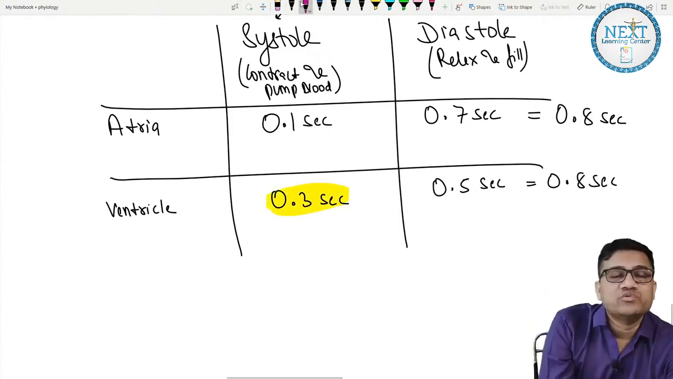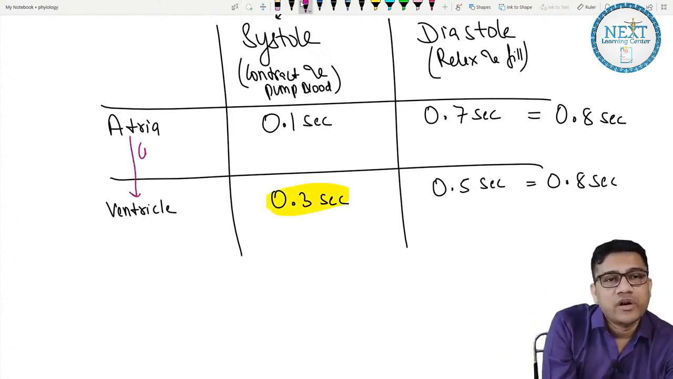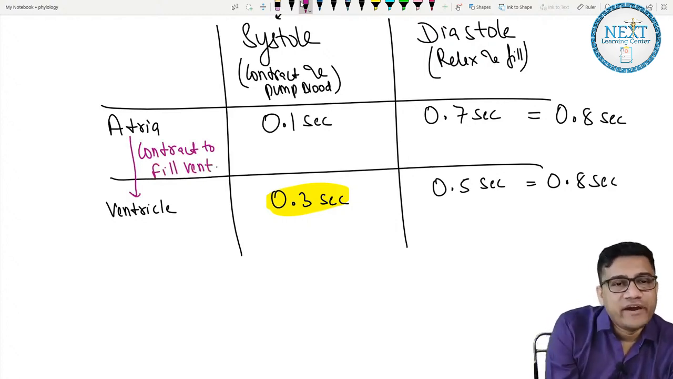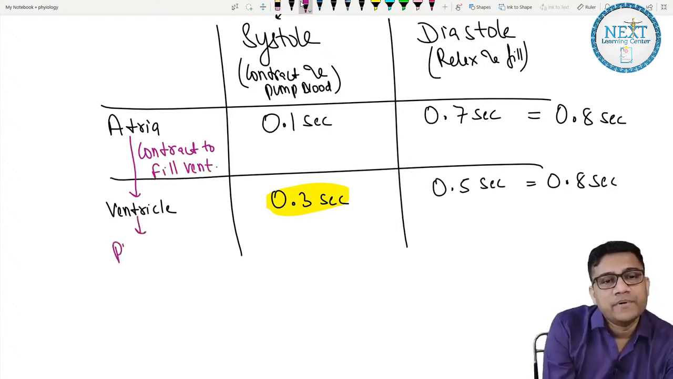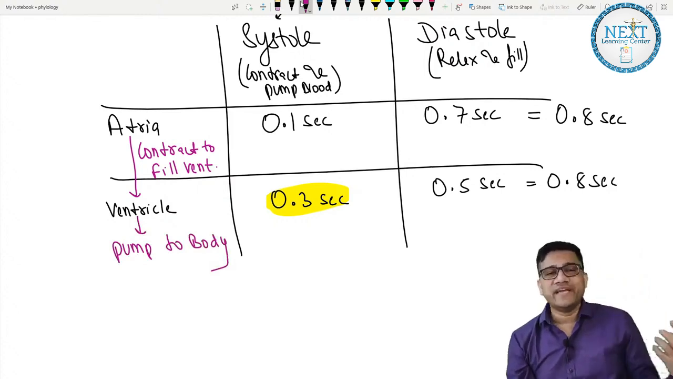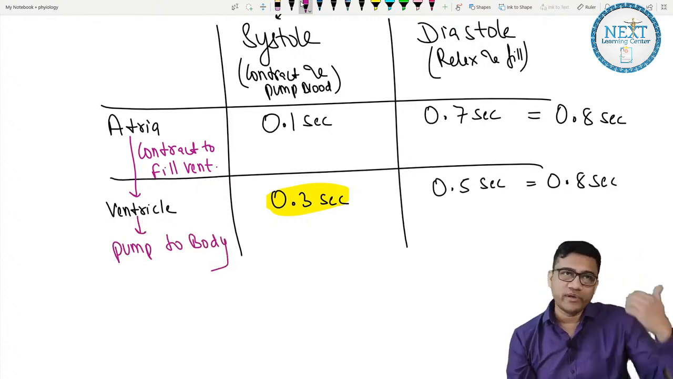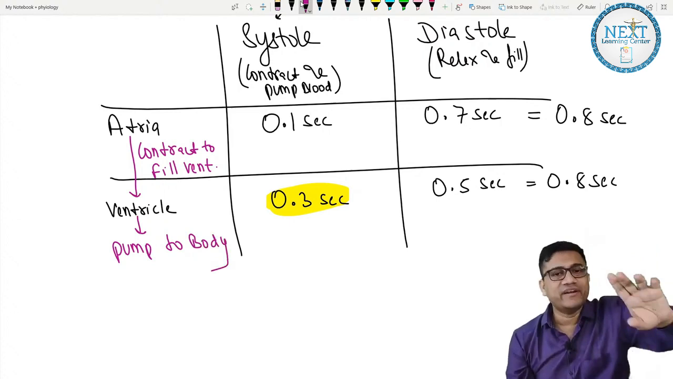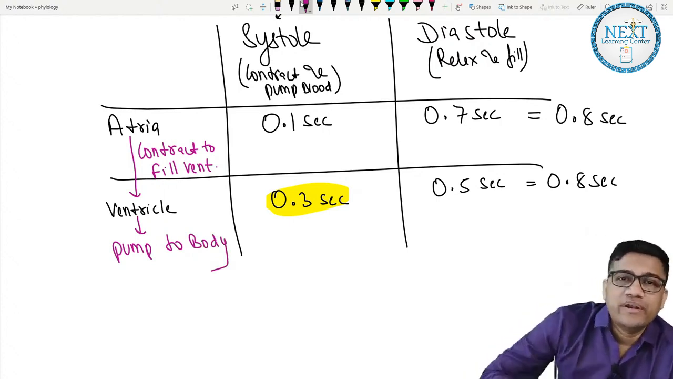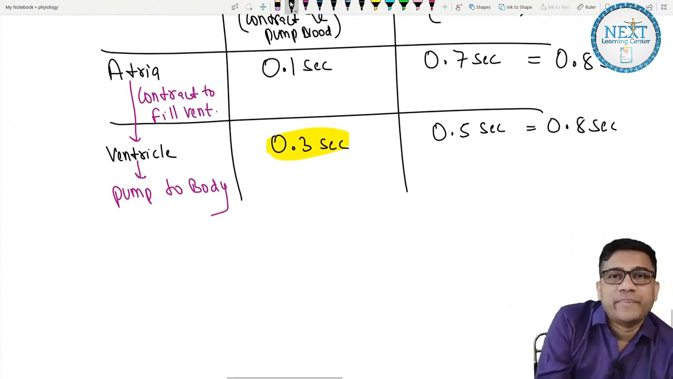So what do atria do? Atria simply contract to fill ventricles. That is their sole purpose. And ventricles basically pump to the entire body. Very simple. So that is why they take more time. So atria contract immediately and then ventricle takes 0.3. And one more thing, do they contract at the same time? No, never. They never contract together except in pathology.